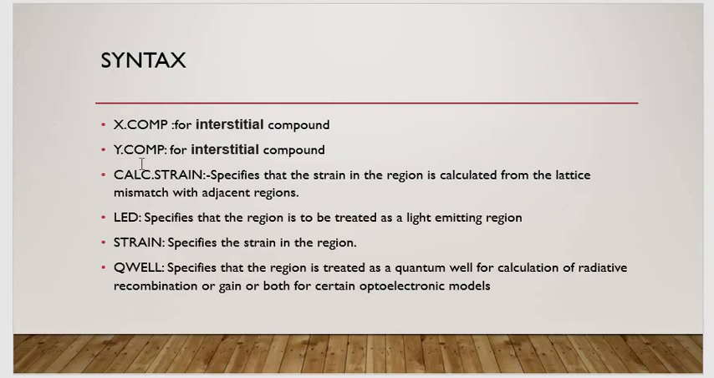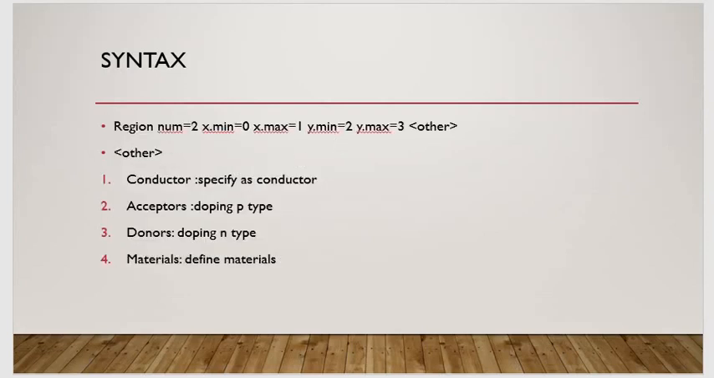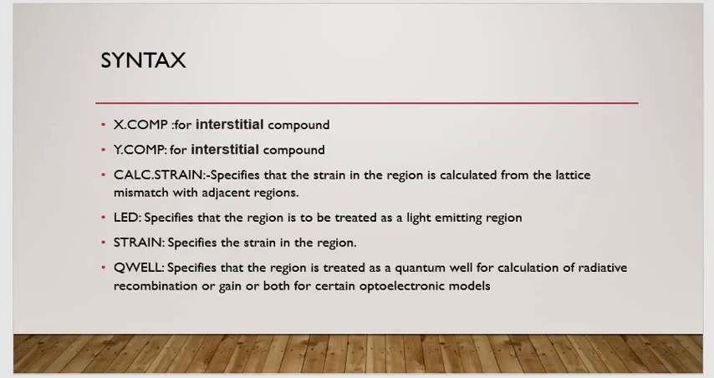For strain, you can define calc.strain, and you can understand from what I have written in the syntax that it specifies that the strain in the region is calculated from the lattice mismatch with the adjacent region. So there is a lattice mismatch. If you want to encounter that in your simulation, you can use calc.strain. And if you are doing some LED simulation, you can use LED directly there, in the others point where I am writing others. You can write LED and it will pre-process as an LED. Strain, you can define here also. There is some separate thing for strain, and you can read that in more detail if you go through it.